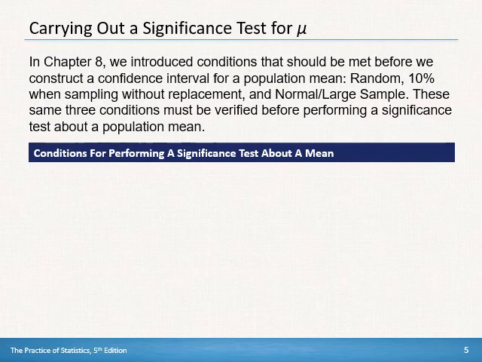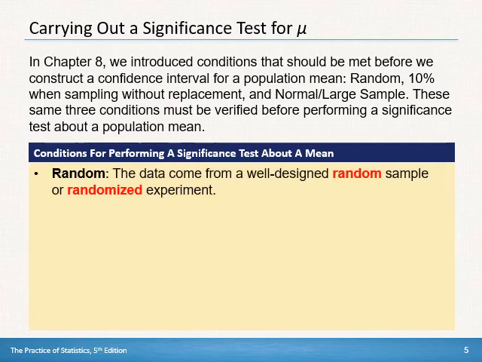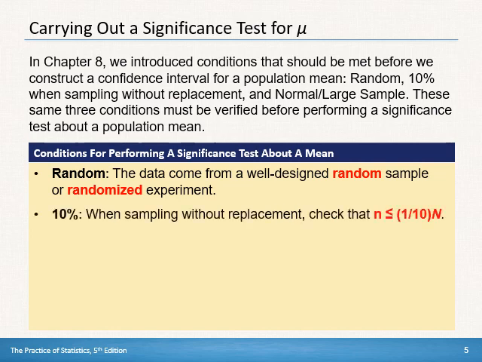All right, so the conditions for carrying out the significance test are really the same as the conditions that we used in 8.3 when we were doing confidence intervals. We want to make sure that the data comes from a random sample or a randomized experiment. Now we'll talk more about randomized experiments next chapter. Actually, we'll do some discussions of experiments at the end of this section as well when we go to paired data. The second condition is 10%, just like we saw before.